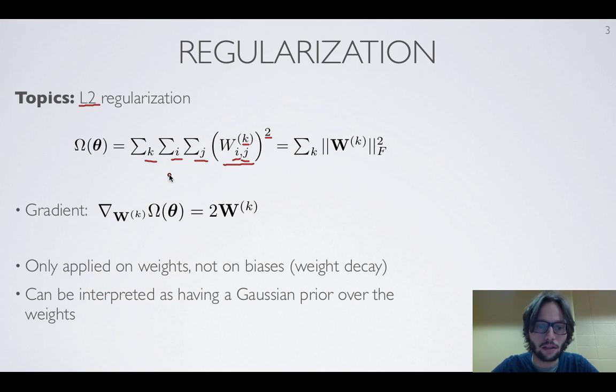Another way to write this is to notice that this sum actually corresponds to the Frobenius norm. Actually, it's the square of the Frobenius norm. The Frobenius norm is just the square root of the sum of the squares of the elements in the matrix. And so if we take the square of that, that corresponds to this whole sum here. So this is essentially shrinking the weights towards 0 with a squared penalty.